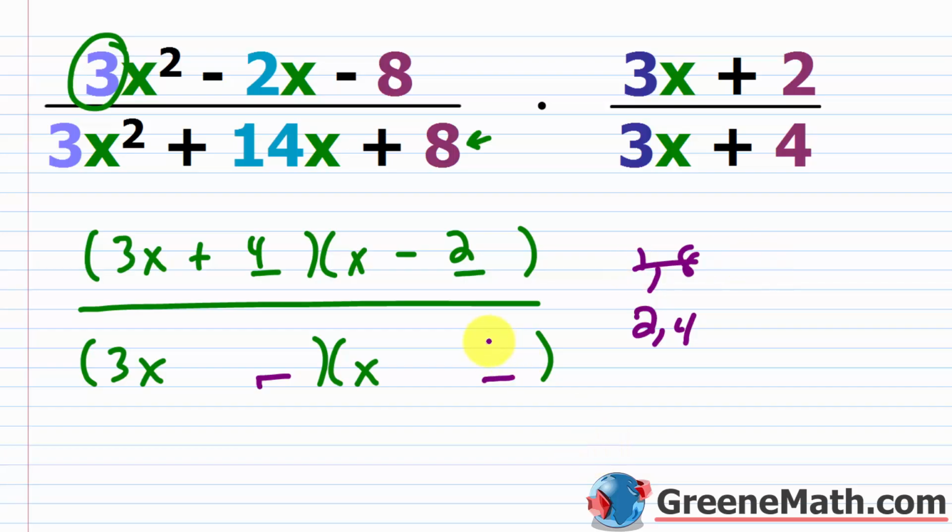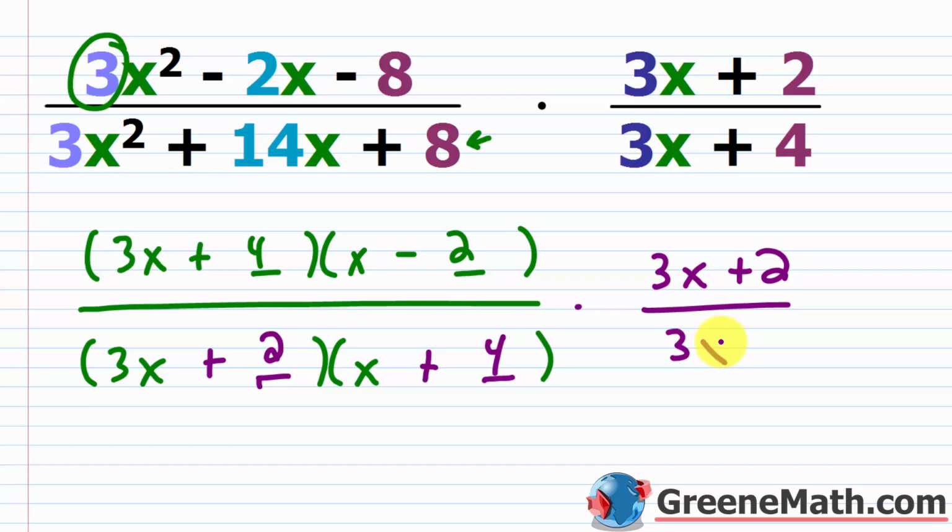So if I put 4 here, I would have 12x. And then if I put 2 here, I would have 2x, so that looks like that would work, right? I want plus and plus, right? So the outer would be 12x, and the inner would be plus 2x, so that would combine to give me the 14x, and again, 2 times 4 is 8, so we're good to go there. So then let's multiply this by 3x plus 2 over 3x plus 4.